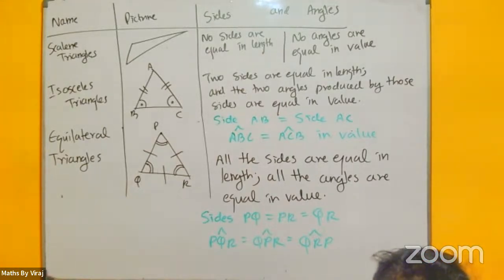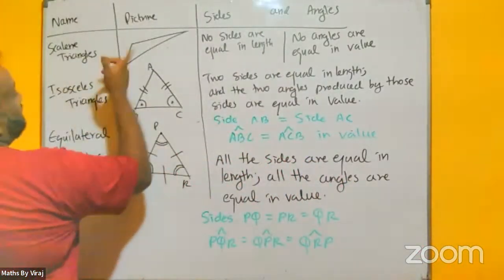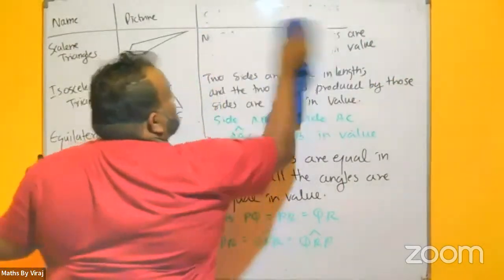Now let's try to categorize the triangles according to the angles. Right. Name, picture, description.